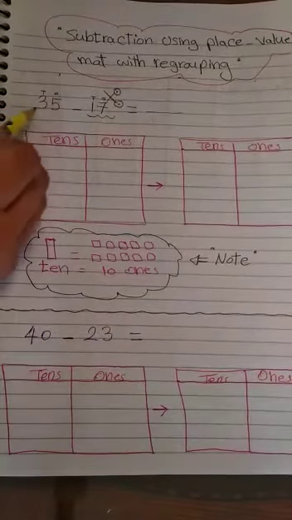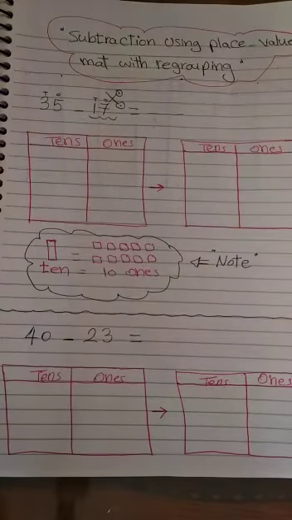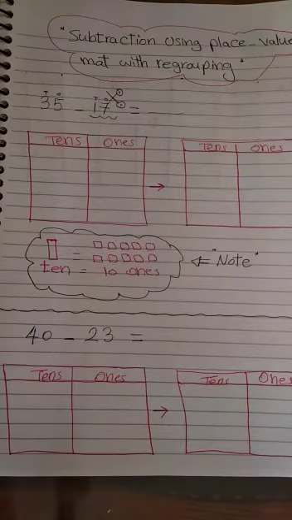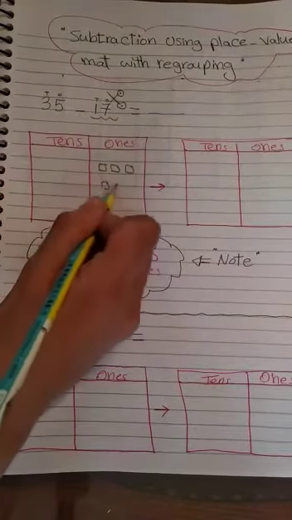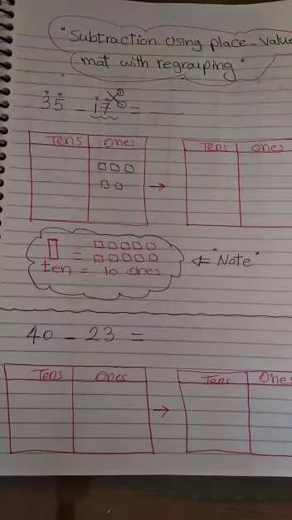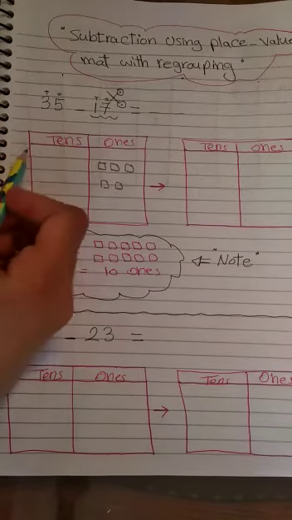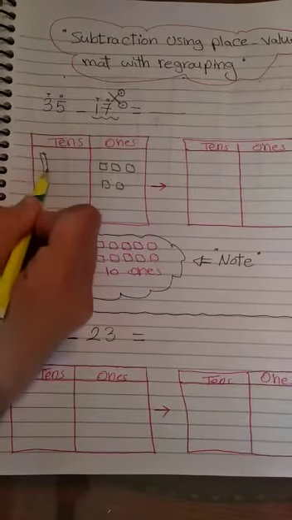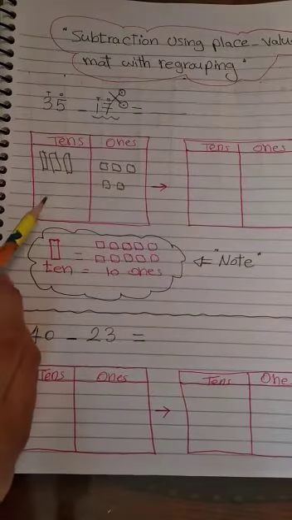So here I have 35, it consists of 5 ones. So how many small squares will you draw? They will be 5. So I will have 1, 2, 3, 4, and 5. And how many tens do you have now? I have 3 tens. So how many bars will you draw? It will be 3. 1, 2, and 3. This is the mommy number.